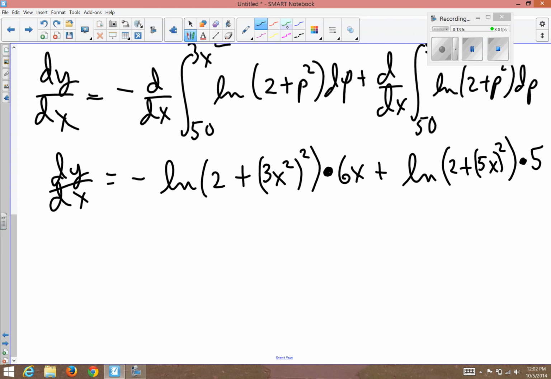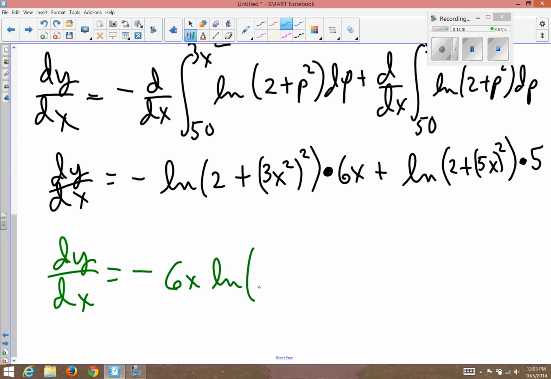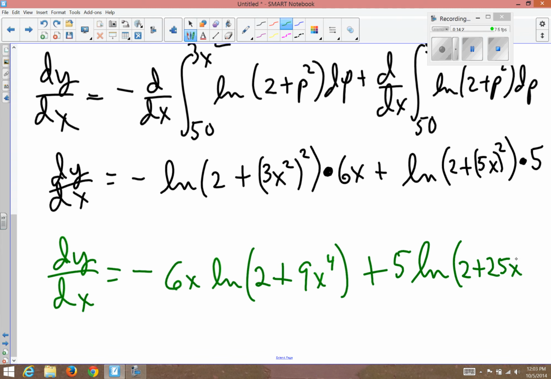Here comes the final answer. Exercise 18. The derivative of y with respect to x equals negative. Let's put this 6x in front, times the natural log of 2 plus 9x to the 4th. Plus, let's put this 5 in front, times natural log of 2 plus 25x squared. And that is the correct answer.